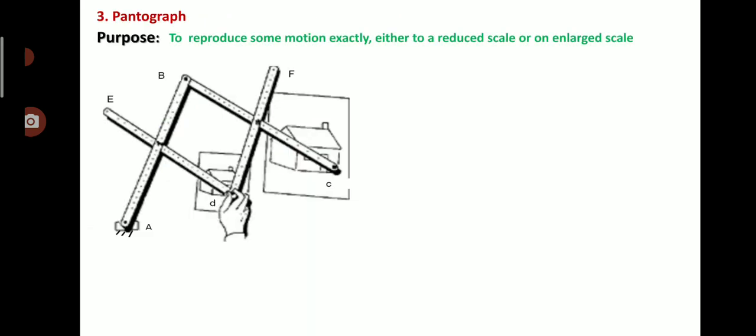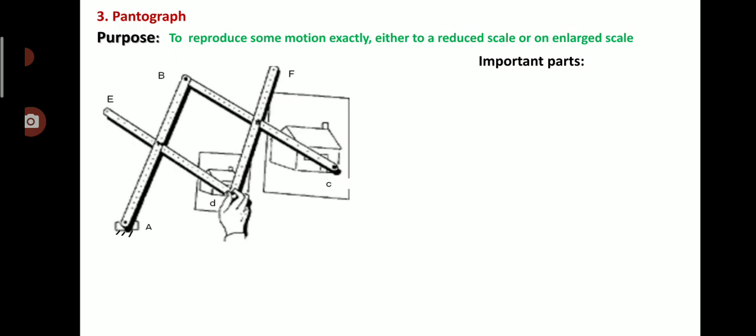Let us see the third example, the pantograph. You will see the pantograph in this picture. What is the purpose of the pantograph? To reproduce some motion exactly, either to a reduced scale or on an enlarged scale. You can see in this picture the drawing in somewhat enlarged scale, and below it on the left-hand side you will see the same picture in reduced scale. So this is the structure of the pantograph.